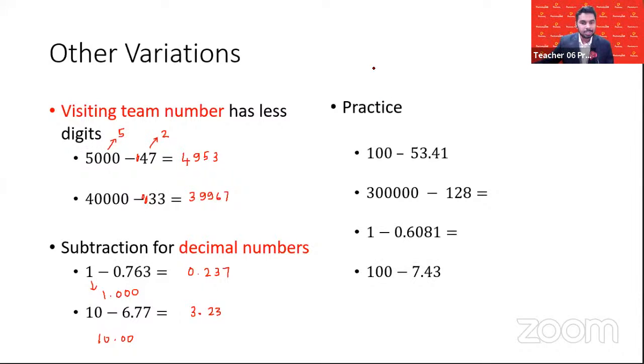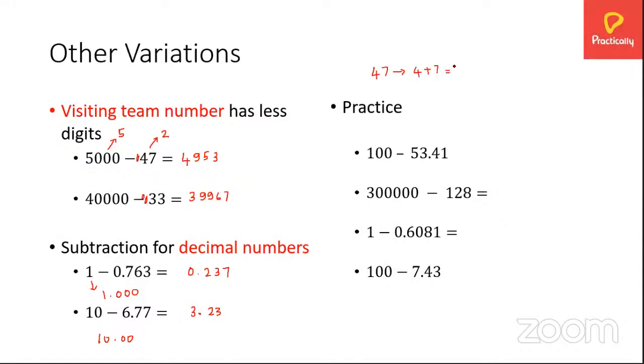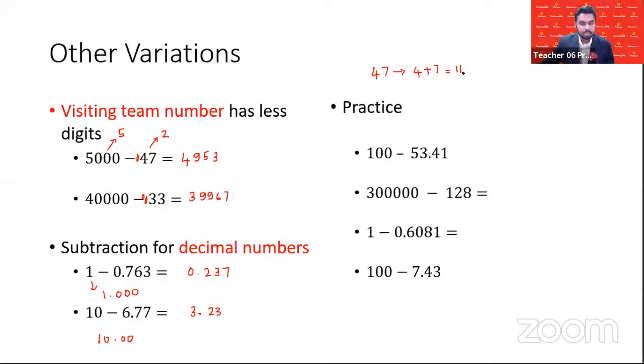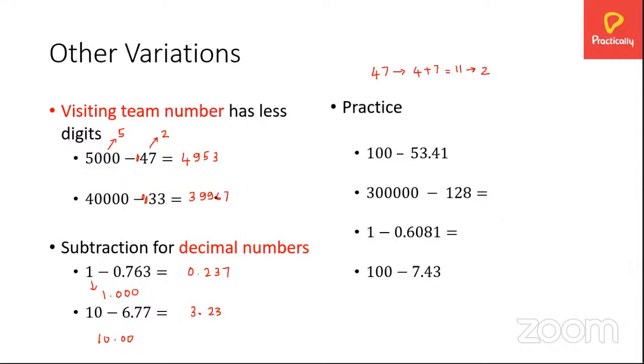So how do you compute digit sum? For 47, you add the digits: 4 plus 7 is 11. But this is a 2-digit number, and digit sum is always a single digit number. So again you have to find the sum of digits: 1 plus 1 is 2. Got it?